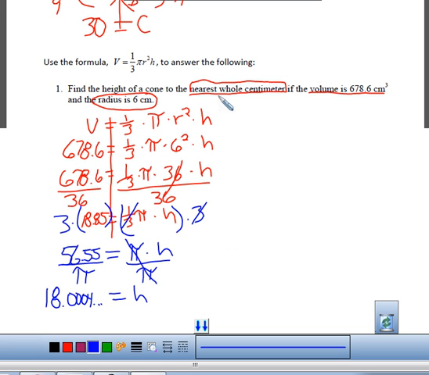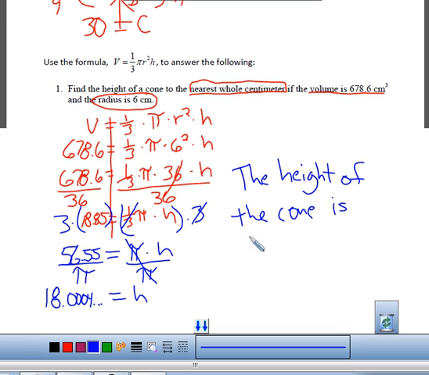Now, in the original problem it says round to the nearest whole centimeter, so the height of the cone is about 18 centimeters. Alright, simple enough. Hopefully this wasn't too difficult for you. If you had trouble, you can always pause it here or go back and rewatch that.